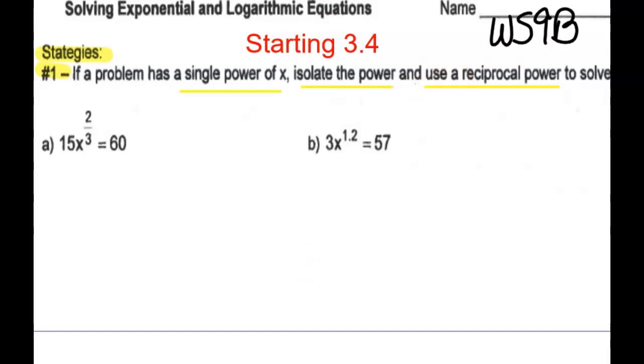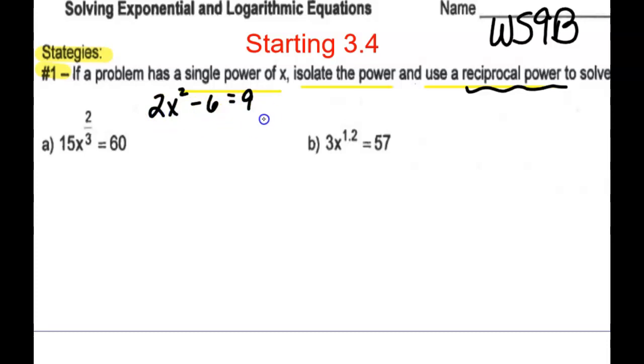This first one we actually don't see very often, so I'm going to go quickly here. It says, if a problem has a single power of x, isolate the power and use a reciprocal power to solve. We've been doing this all along, okay? If it said 2x squared minus 6 equals 9, we'd add a 6 over here and we'd divide by 2 and then we'd square root both sides. Does that sound about right? Because there's no x in here, so we don't have to factor it. We'd just isolate the x squared and solve.